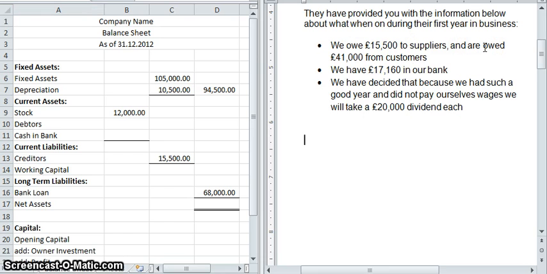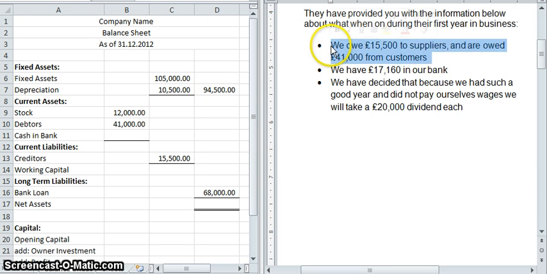Also included here says that we are owed £41,000 from our customers. Okay? Is somebody owing us money? That is something we consider that we own. Okay? It's something that we're going to get money for in the next year. So it's a current asset. And it's something that we call debtors. These people owe us money. They have a debt to us, and so we call it debtors. 41,000. Okay.